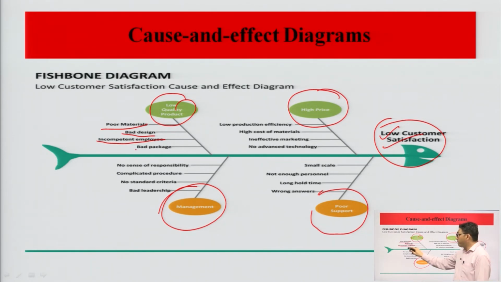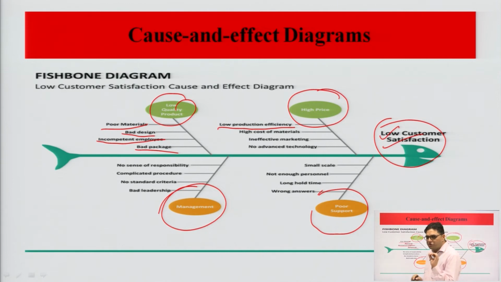Next, it is about bad packaging. As a marketing organization, as a business organization, we need to be more concerned about our packaging, because packaging is the first communication with the customer, and if our packaging is as per our standard, as per the quality parameter of the organization, then the level of satisfaction is going to be the highest. Next, it is about high prices. Next, it is low production efficiency.